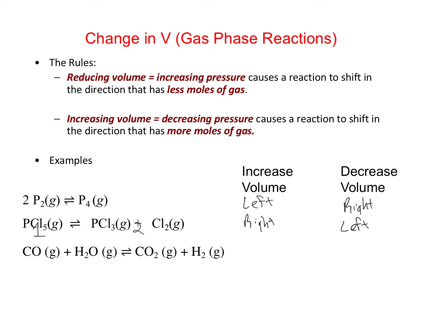Now, as we'll see in this third example, I have 2 moles of gas on the reactant side, 2 moles of gas on the product side. And so in this case, changing the volume is not going to impact the equilibrium. This always turns out to be true: when the number of moles of gas is the same on the reactant and product side, changing the volume is going to have no effect on the reaction. That change of volume isn't going to remove the system from equilibrium, and so the reaction is not going to have to respond to that stress.